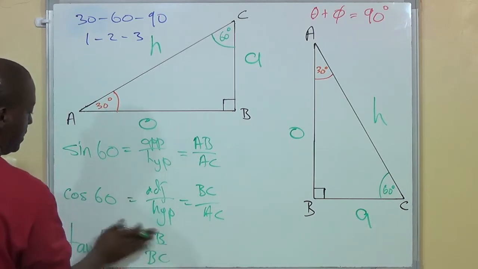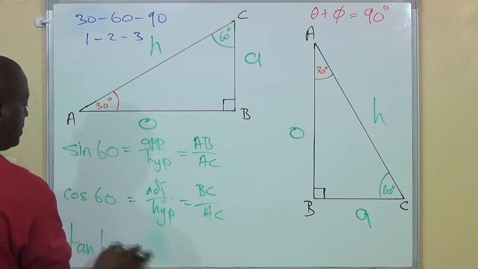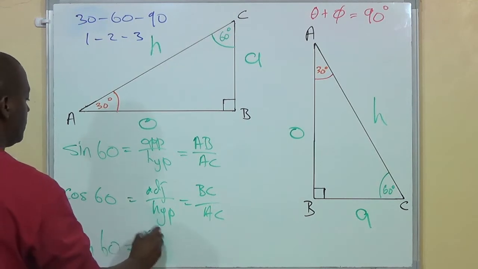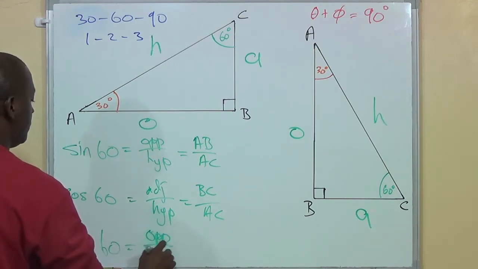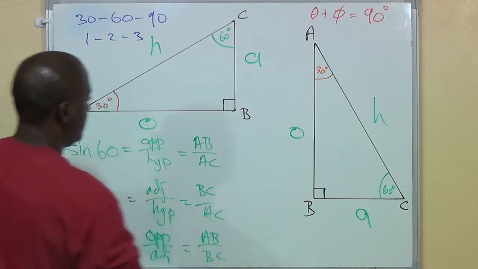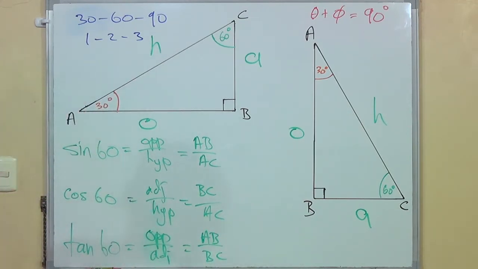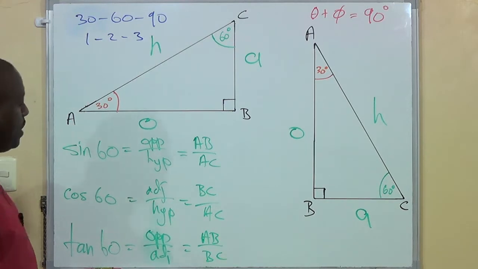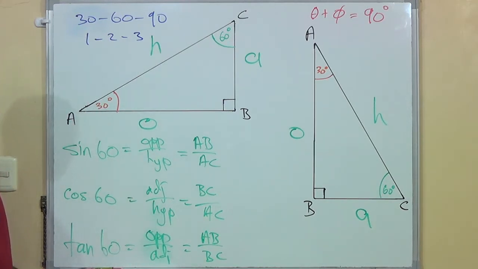Sorry, I wrote the wrong thing here. This is supposed to be opposite over adjacent, AB over BC. And that's the three ratios that you want to use. So these are the ratios.